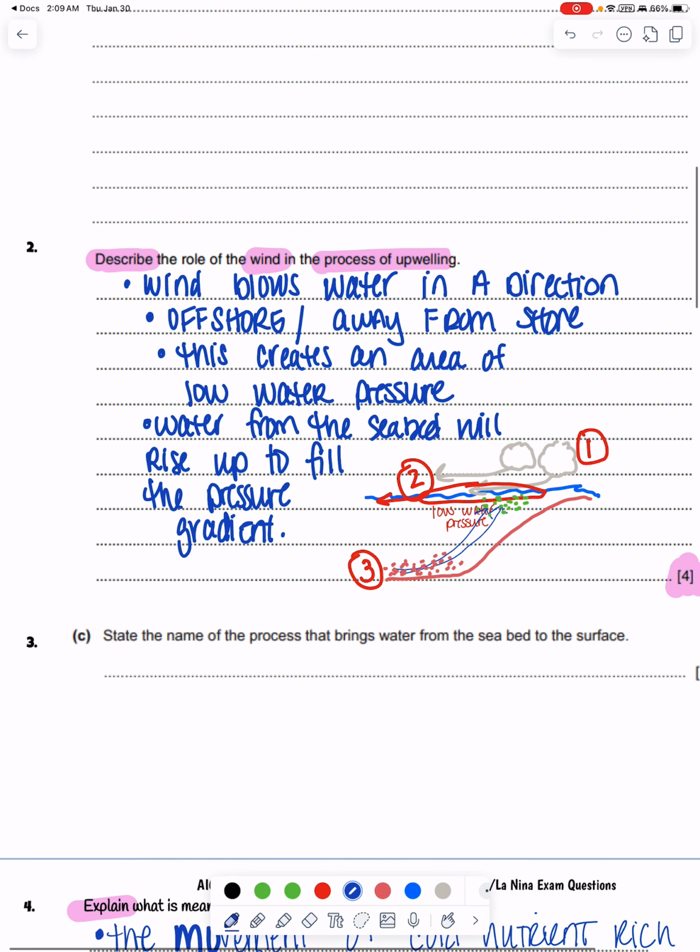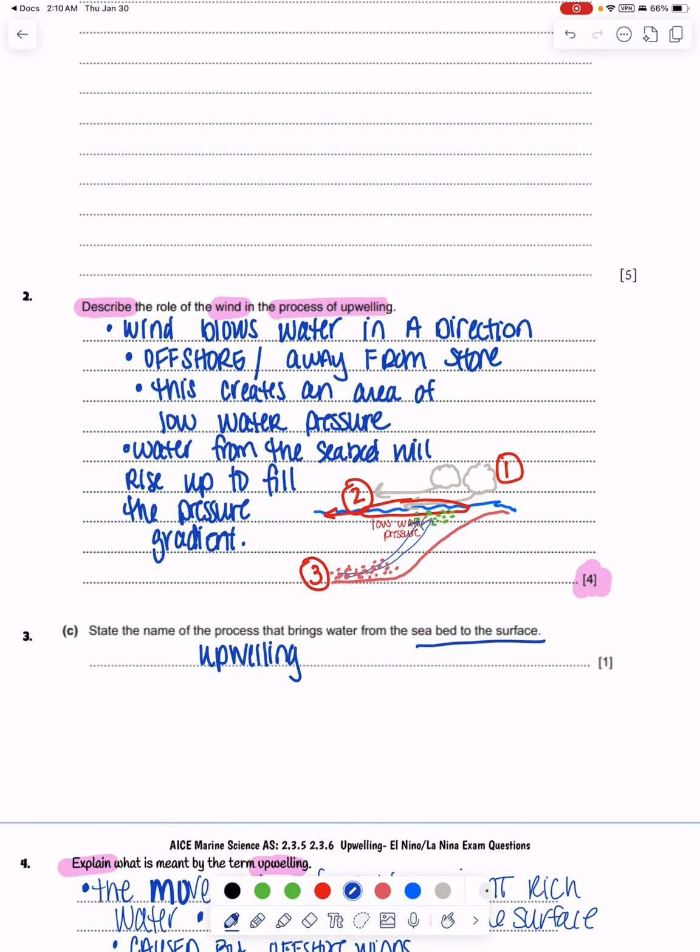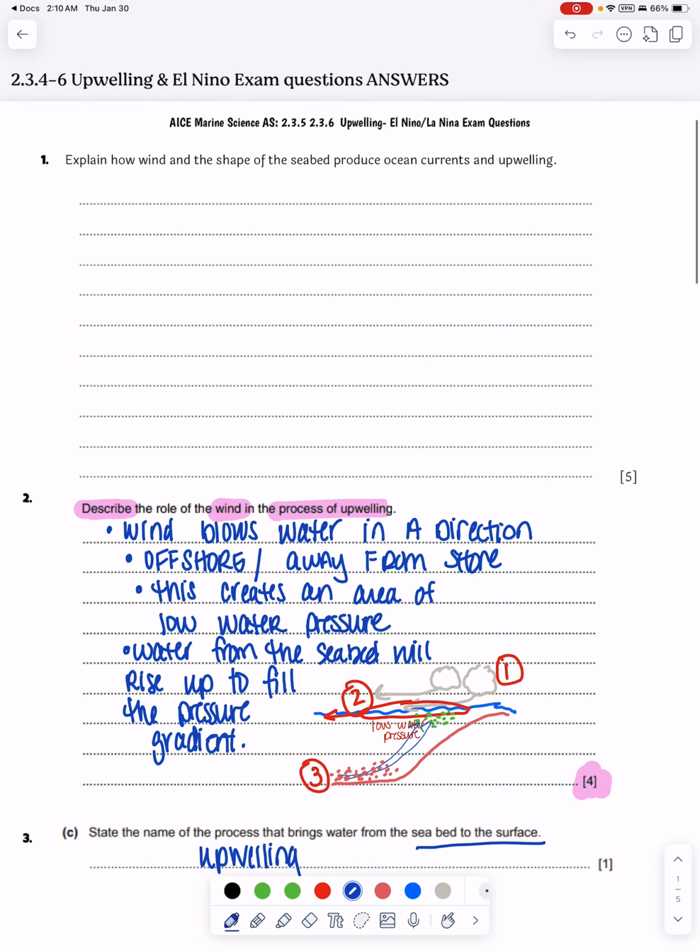3C, easy one. The process that brings water from the seabed to the surface, that's just going to be upwelling. And all these are just a combination of questions from many tests, but they're just all about the same topic. Okay, we can build on this now.